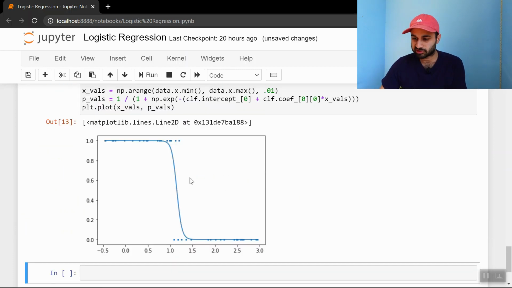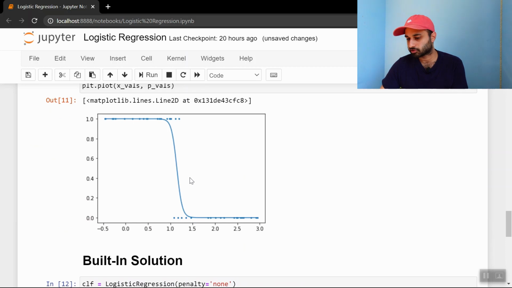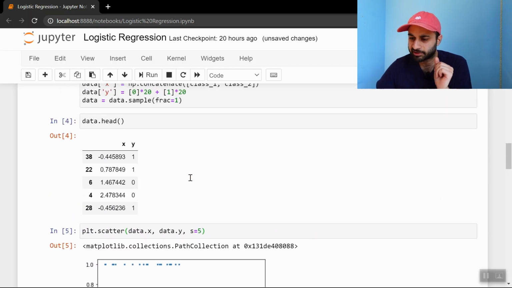This is the built-in sigmoid and this is our sigmoid. So they look pretty much identical to the human eye. So I would say that we've arrived at the same solution as them. It is a little bit off, definitely, but I think that's just because of some of the choices we made with the algorithm's convergence.